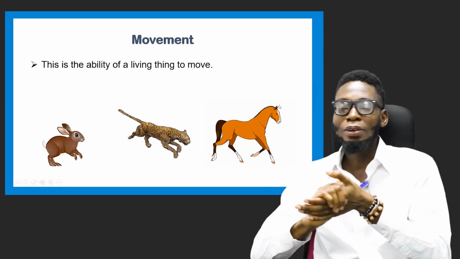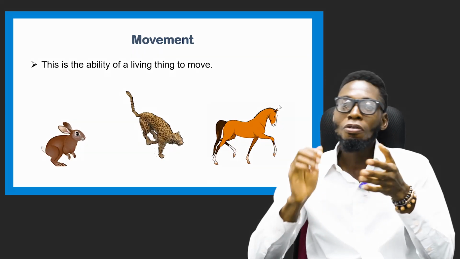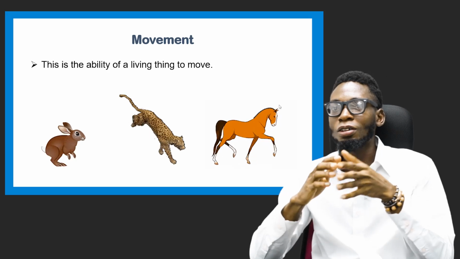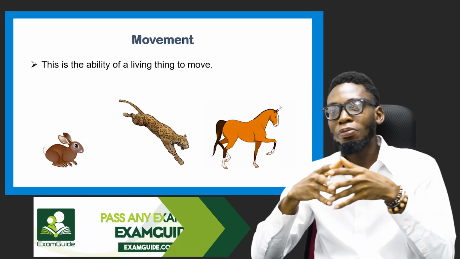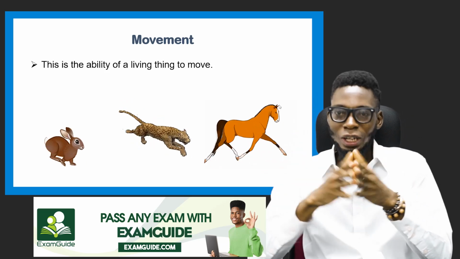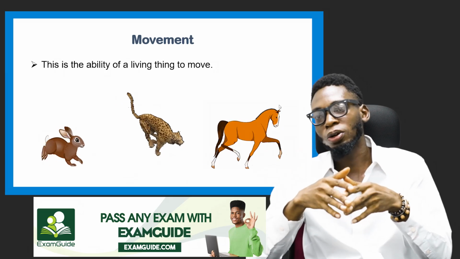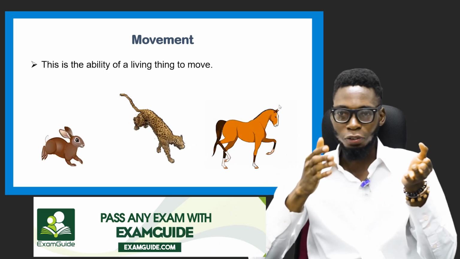All right, the first characteristic, the M, stands for movement. Movement is the ability of a living thing to move. We can also say movement is a change in position or location of a body.